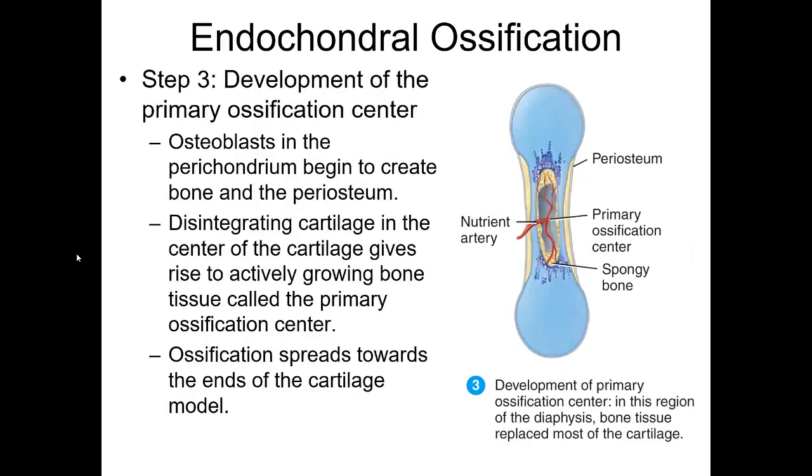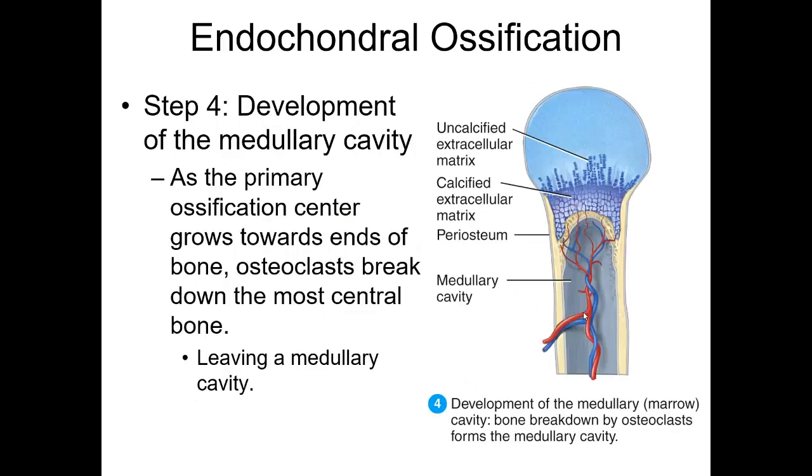In the next stage, the osteoblasts in the perichondrium are starting to form bone and the periosteum. So here's where the periosteum is starting to come into the picture. So development of the primary ossification center. So ossification center is coming into the picture here. So you have a nutrient artery that is starting to form, the medullary cavity is starting to form, ossification spreads towards the end, the bone is elongating, so development is taking place.